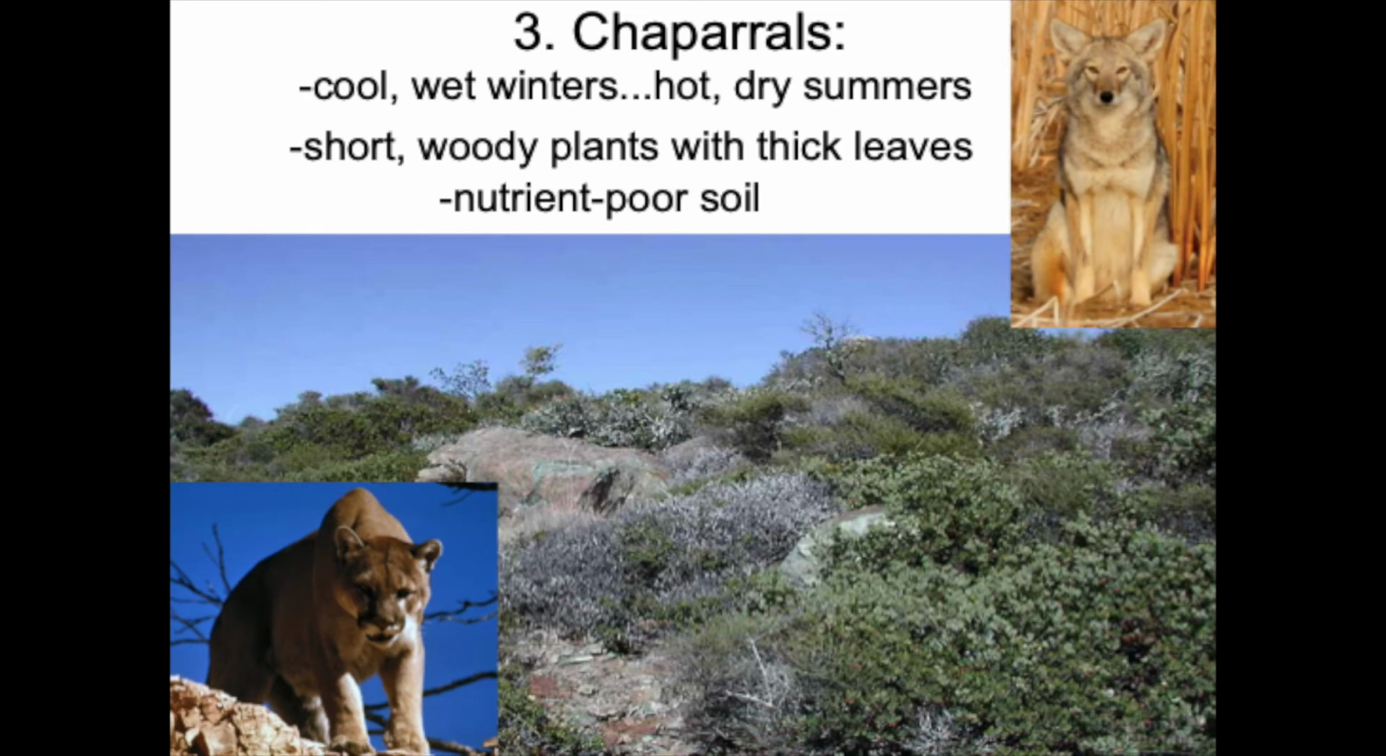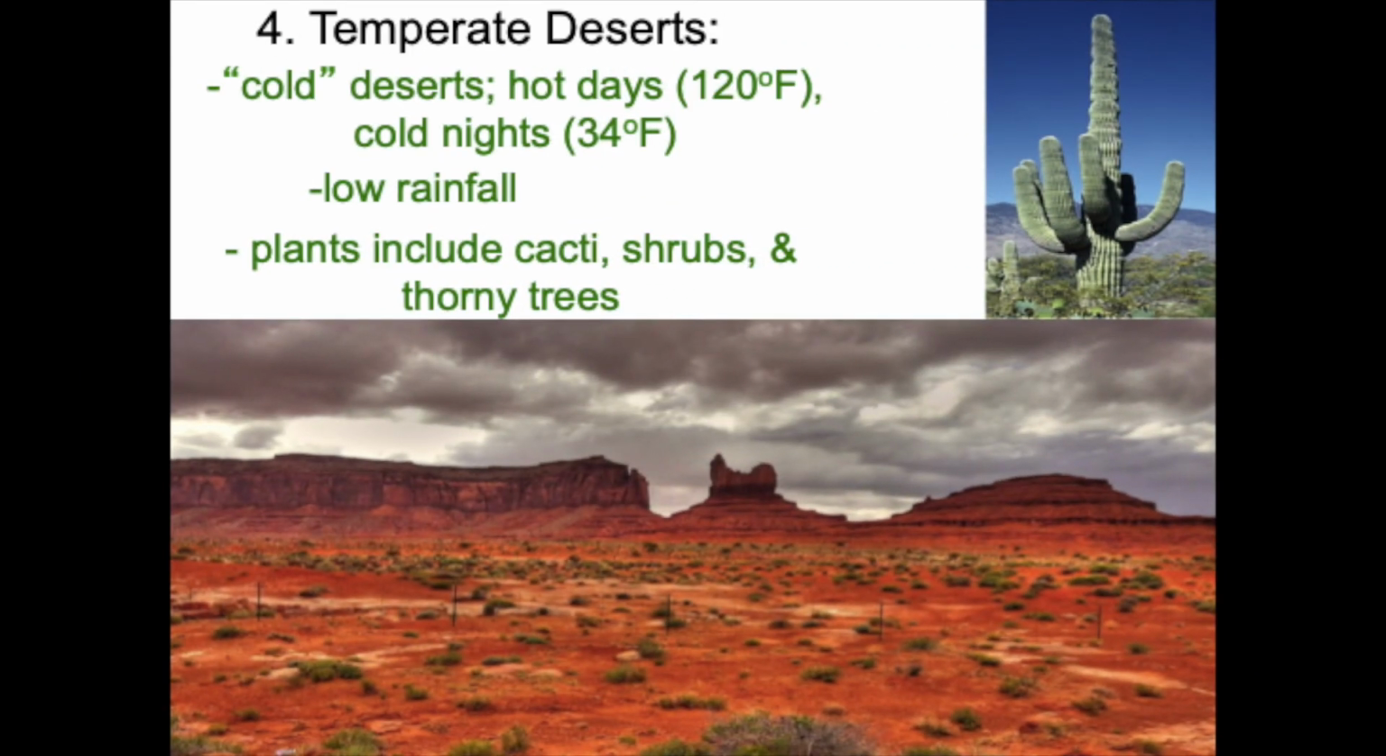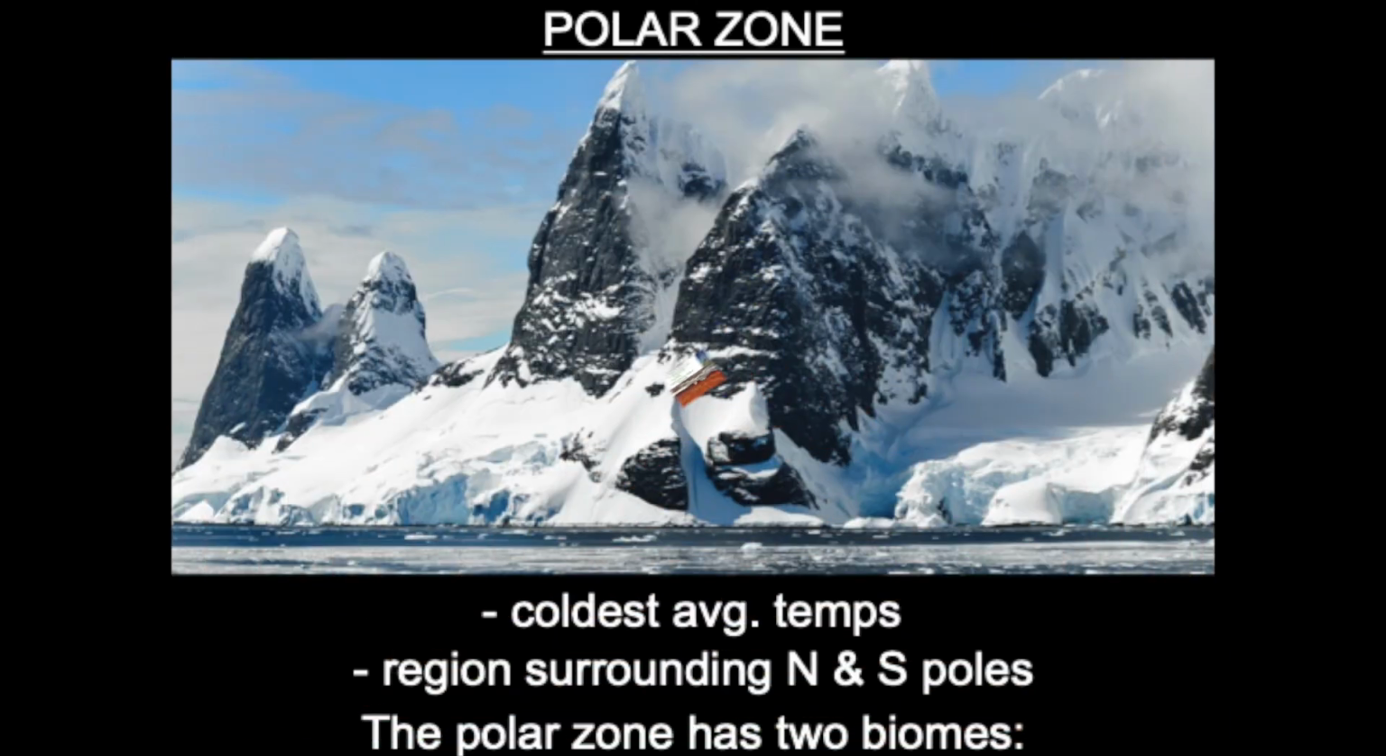nutrient poor soil. And then finally we have number 4, temperate deserts, cold deserts, hot days at 120 degrees Fahrenheit, low rainfall. Plants include cacti, shrubs, and thorny trees.